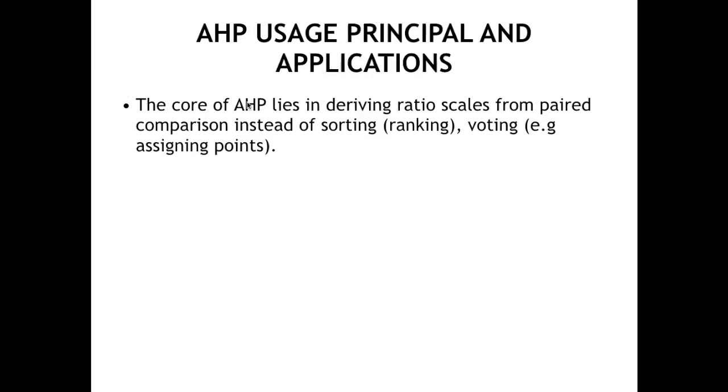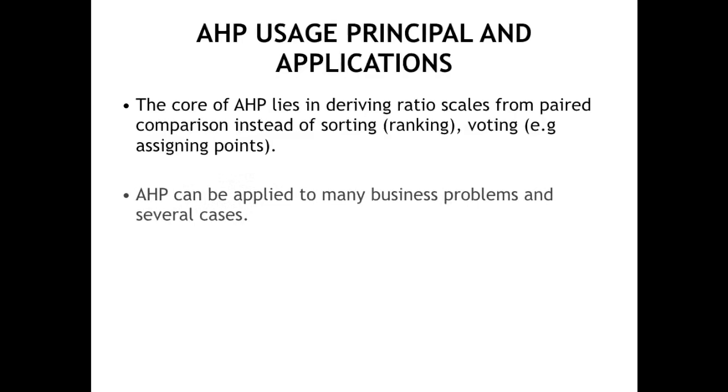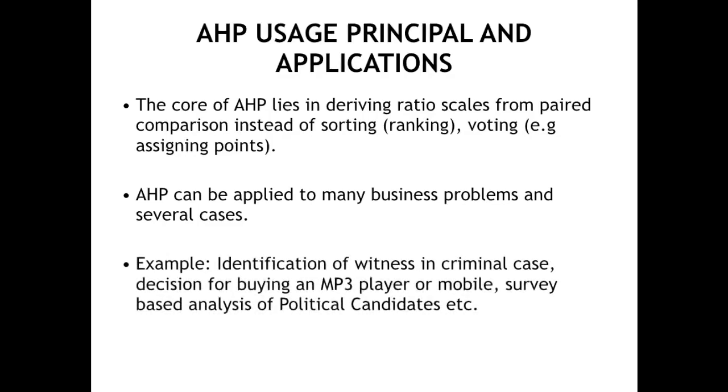The core of AHP lies in deriving ratio scales from paired comparison instead of sorting and voting. AHP can be applied to many business problems and several cases. For example, identification of a witness in a criminal case, deciding on buying an MP3 player or mobile, and survey-based analysis of political candidates, etc. Let us now look at the block diagram of AHP for better understanding.